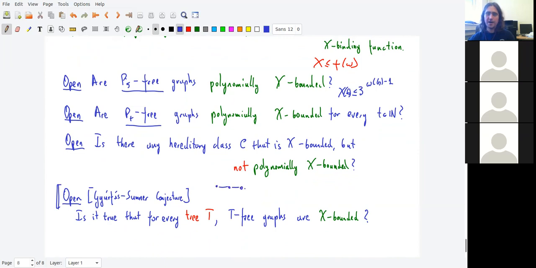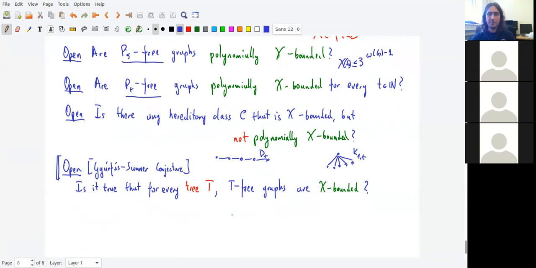We have already seen that if you exclude a path of any length, P_t, then you are chi-bounded, right? This was one of our examples. We have also observed that if you exclude a star of any size, then you are also chi-bounded. These two examples suggest the following conjecture: that if you exclude any fixed tree, then you are chi-bounded. And this is actually still open, it is the Gyárfás-Sumner conjecture.